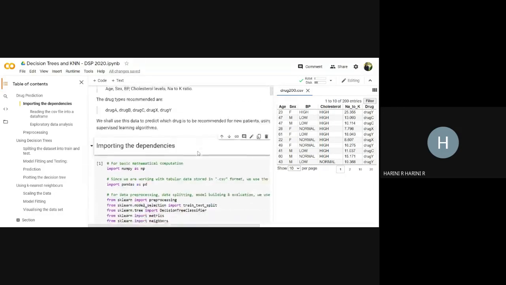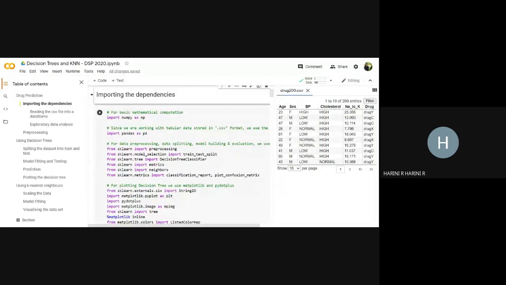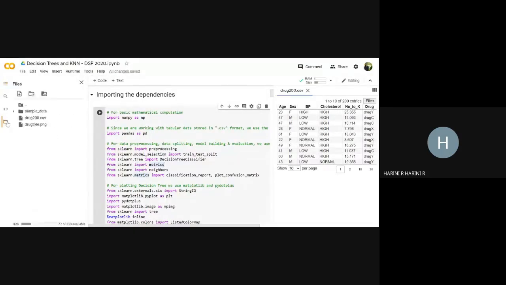Please let us know if there are any issues, and I can perhaps wait a minute for you all to set this up. If you're using Colab, you can load this data set, or you can use Jupyter Notebook on your local machine as well. We can start in a minute.